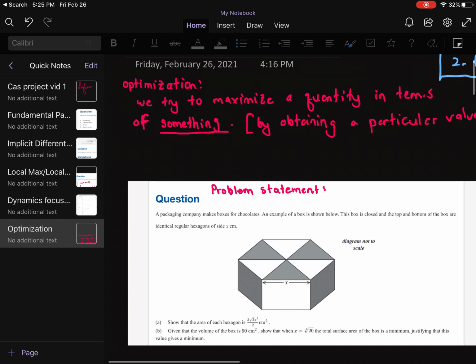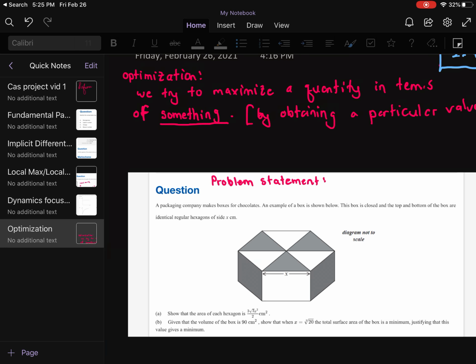Here's an IB question, paper 1, no calculator. It states that a packaging company makes boxes for chocolates. An example of a box is shown below. This box is closed and the top and bottom of the box are identical regular hexagons of side x cm. Part A: Show that the area of each hexagon is 3 root 3 x squared over 2 cm squared. Part B: Given that the volume of the box is 90 cm cubed, show that when x is equal to the cube root of 20, the total surface area of the box is a minimum, justifying that this value gives a minimum. I'll give you 5 seconds to process the question.